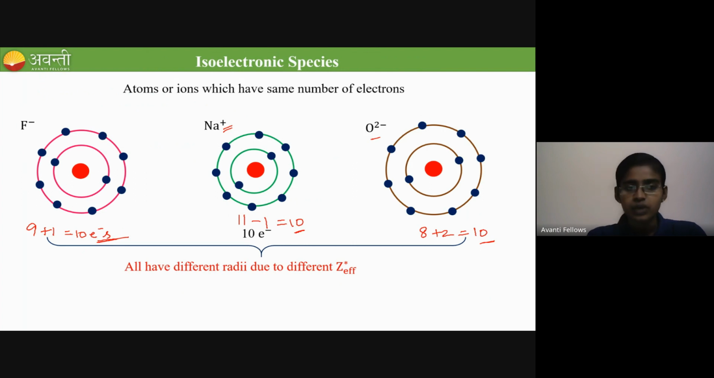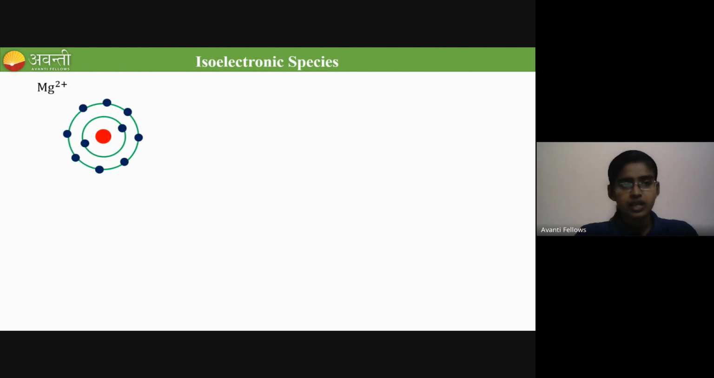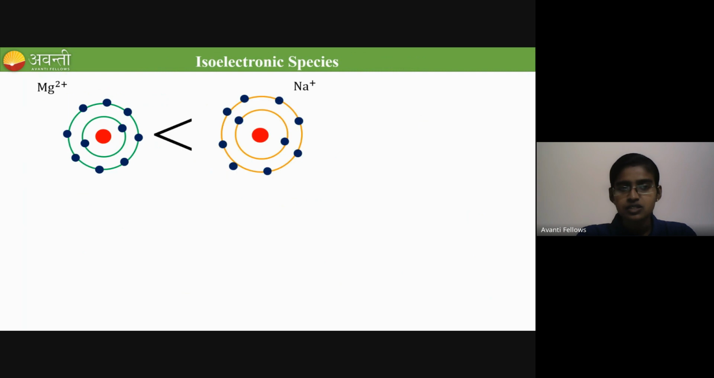Now I'll tell you which one will have the largest size. Some more examples I am giving you: Mg2 plus and sodium plus. What is the atomic number of magnesium? It is 12. Magnesium has lost 2 electrons, so 12 minus 2 is going to be 10. And as I have already told you, the atomic number of sodium is 11 and sodium has lost 1 electron, so it is going to be 10.